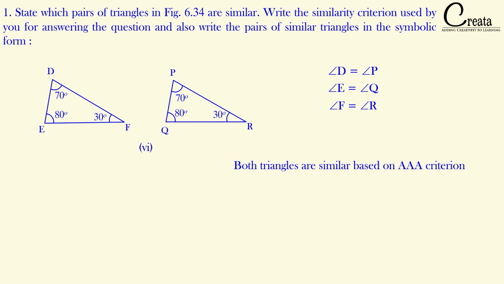So let's write it down. Triangle DEF is similar to triangle PQR. Got it? D is matching with P, E is matching with Q, and F is matching with R. So we got these triangles as similar to each other. So we have done with question number 1. Long question. It is having 6 parts. Let's move to question number 2.